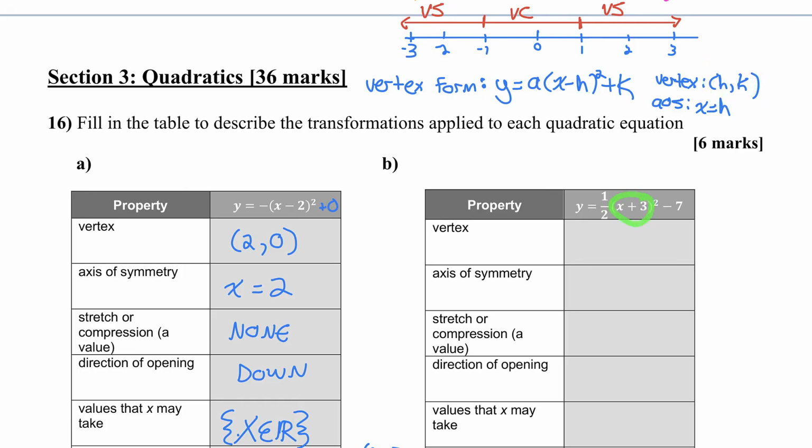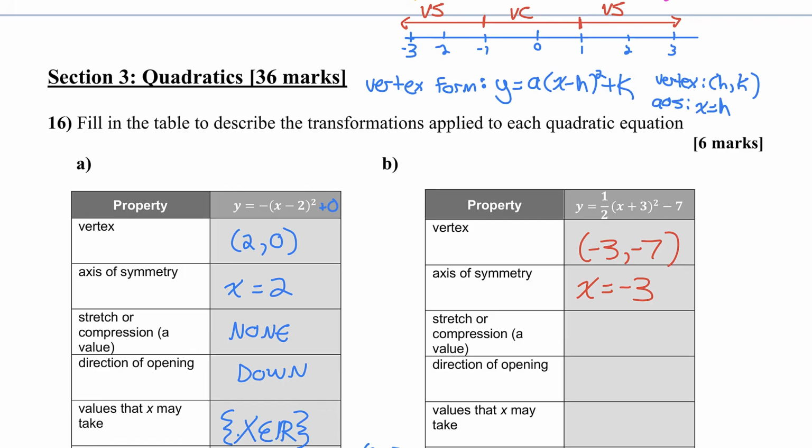So I see x plus 3 here, which means we must be subtracting a -3 to make it look like x plus 3. The h value is always the opposite sign of what you see in the brackets. So my vertex is actually at -3, -7. The axis of symmetry is x equals h, so x equals -3.